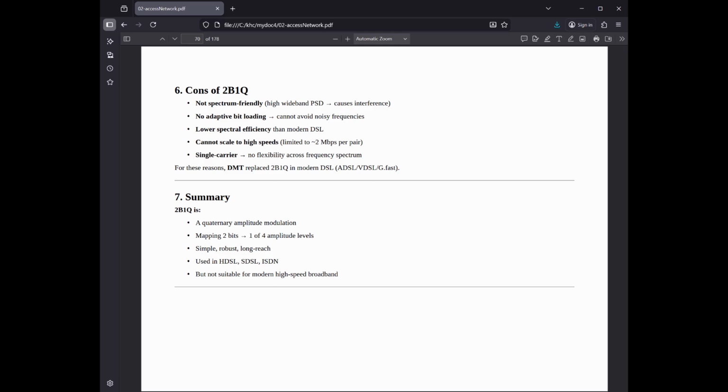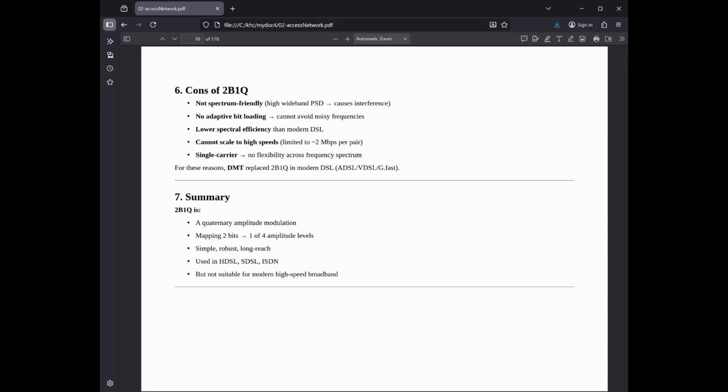This requires more precise analog-to-digital converters and sensitive circuitry. Reduced noise margin. Because there are 4 levels packed into the same voltage range, the gap between signal levels is smaller. This makes the system more sensitive to noise. A small spike that wouldn't affect a binary signal might cause a 2B1Q receiver to misinterpret a +1 level as a +3.